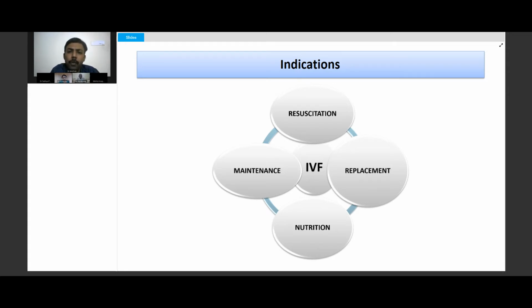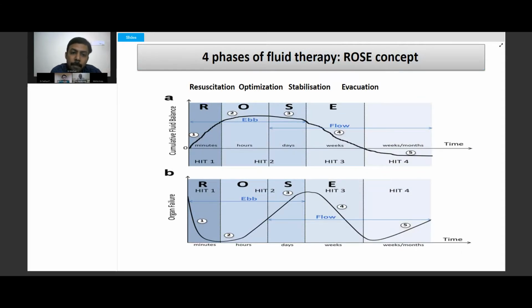The 4 phases of fluid therapy, the famous ROSC concept, which tells that any sick child travels through these phases. Resuscitation happens in the first phase, or it's called the first hit, which happens because of the primary disease state of the child, and goes on for minutes to hours. Then the optimization, when we are post resuscitation. This is the hypovolemic state, and here we have the ischemic reperfusion injury, or the second hit phase, which lasts from hours to a few days, where we try to optimize and stabilize the organ function.